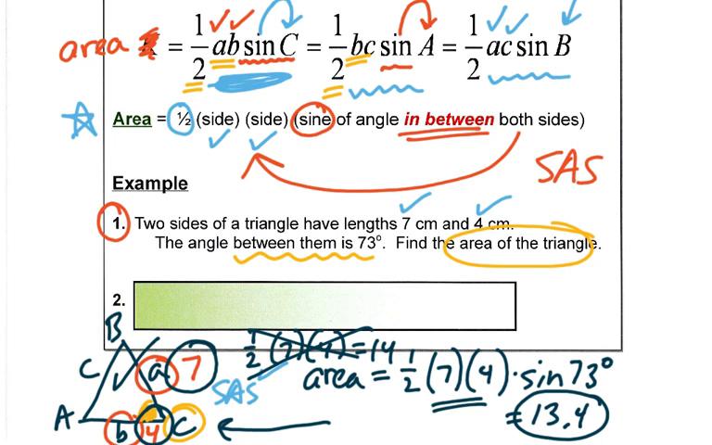So again, look what we did. First of all, we made sure it was an SAS case. Because it was SAS, we can jump right into the formula. The area is 1/2 the two sides multiplied times the sine of the angle in between. And we're good to go. The area of that triangle is 13.4 square centimeters, basically. Awesome. So that's how that formula works.